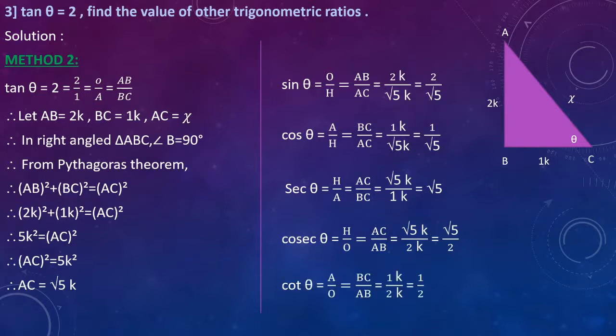Now the last trigonometric ratio is cot theta. So cot theta is adjacent upon opposite, which is equal to BC upon AB. Now BC is 1K and AB is 2K. So again K and K in the numerator and denominator will get cancelled and we get cot theta is equal to 1 upon 2.